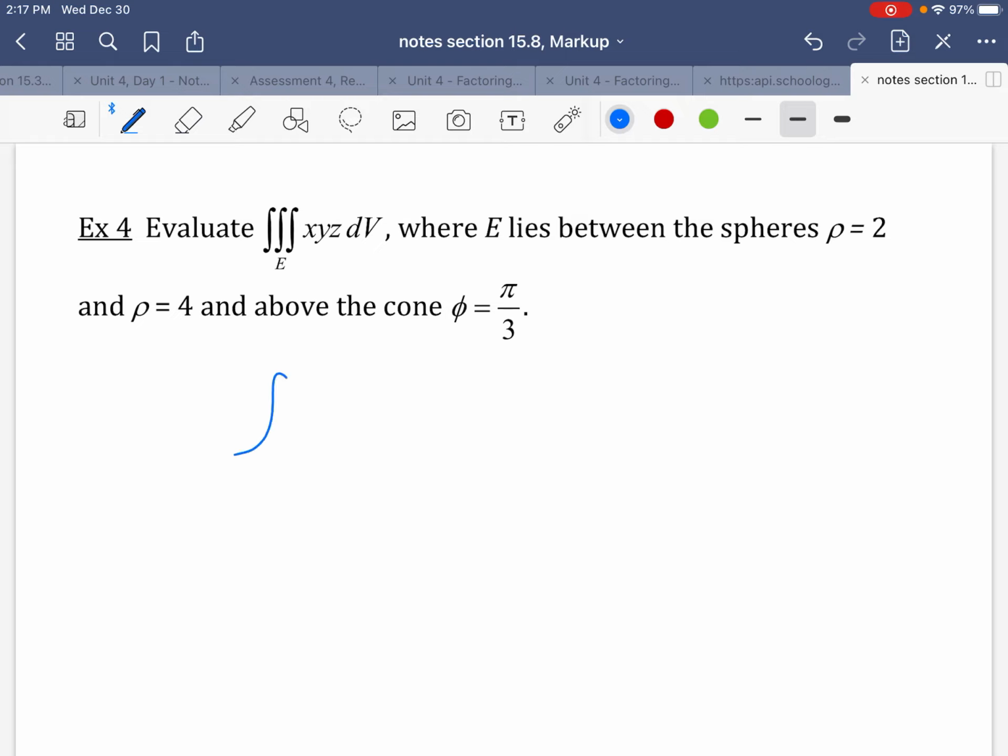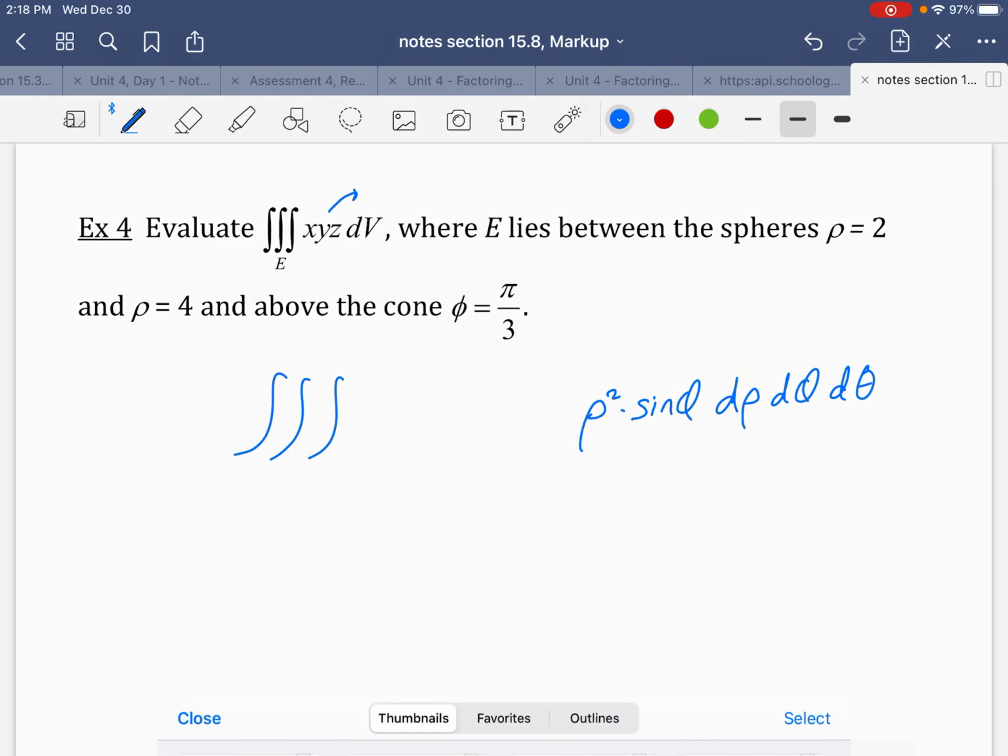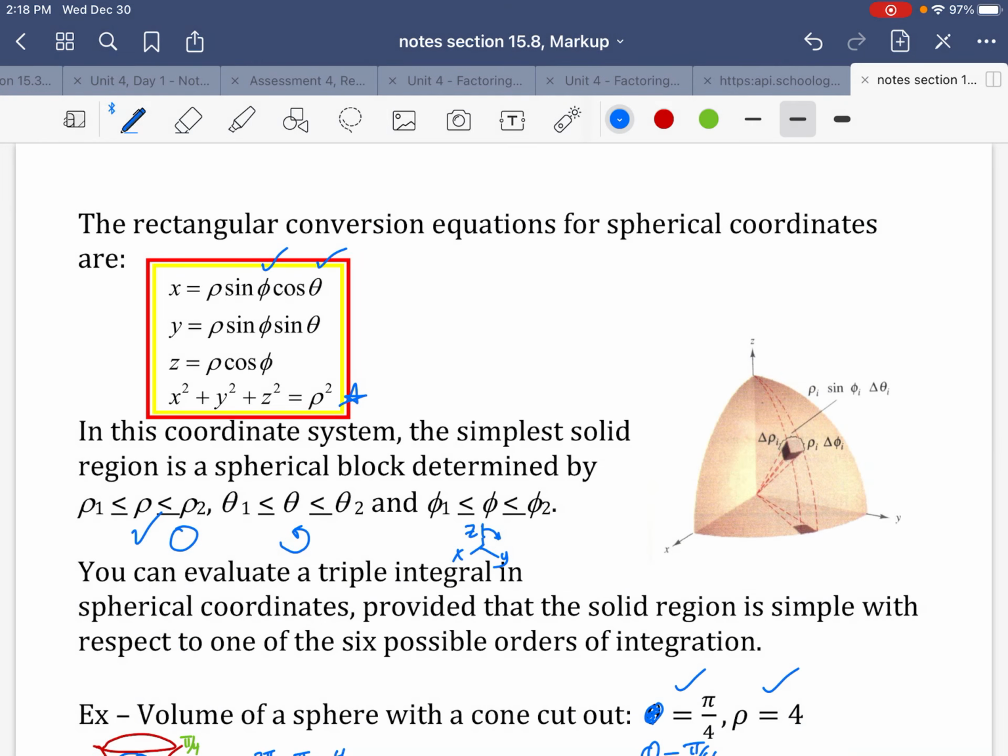All right, so when I set this up, we're going to add our own, leave a little space here, rho squared sine phi, remember? All right, and I have d rho, d phi d theta. All right, so that x, y, z right there, remember, we have some things to put in place of that. So back here, remember, x, y, and z are my three equations there. So if I multiply those together, let's go ahead and do that while we're here.